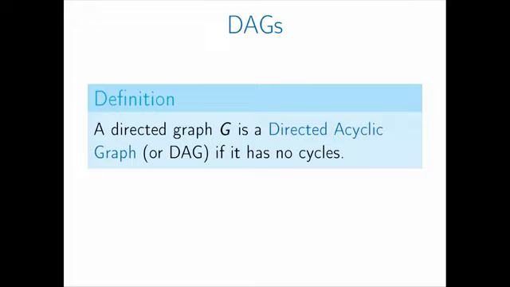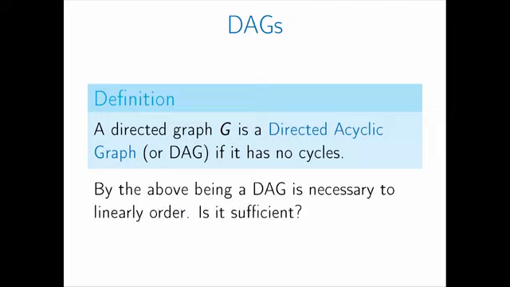So what this means is that in order to be linearly orderable, you need to be what's known as a directed acyclic graph, or a DAG. And this is just a name for a directed graph that has no cycles. Now, by the above theorem, it is necessary to be a DAG in order to linearly order. But one question we should ask ourselves is, is it sufficient? Can we necessarily linearly order it if it's a DAG? This is a question to ask a little bit later, but for now, let's just review.